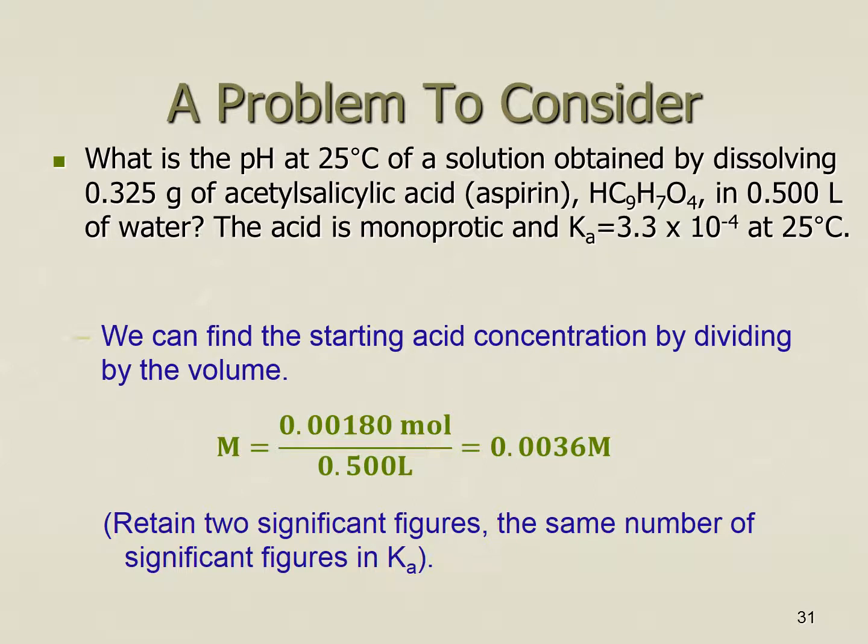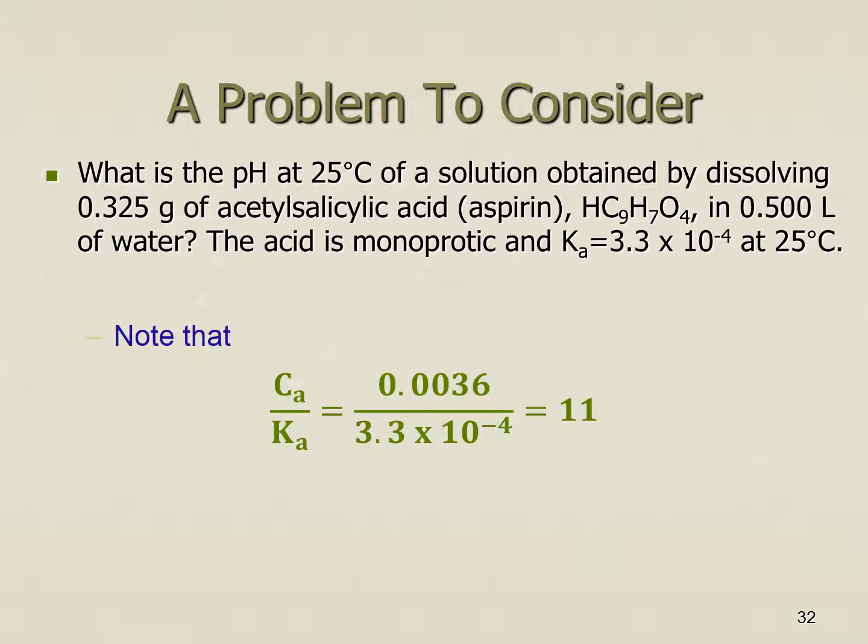0.00180 moles, 1.8 times 10 to the minus 3 moles, divided by a half a liter, 0.5 liter, is 0.0036 molar. So we had to do a little bit of work to get our initial concentration. Just note that they're wanting you to keep only 2 significant figures because we only know 2 significant figures for Ka. It's not critical, but at the end you probably want to round to 2 significant figures.